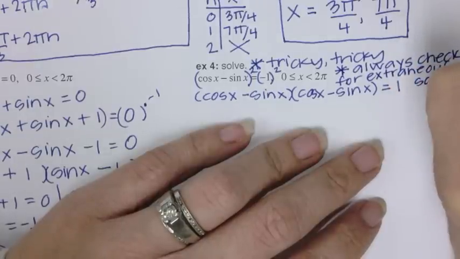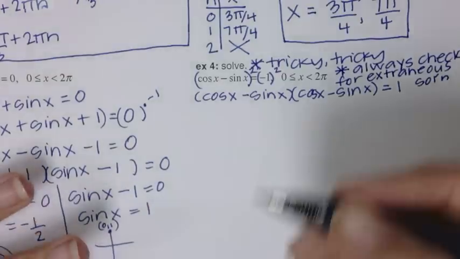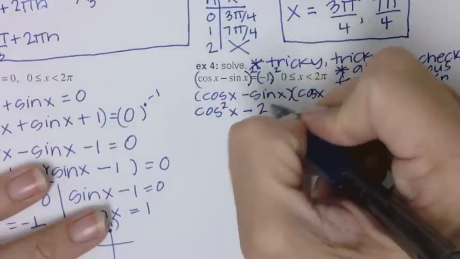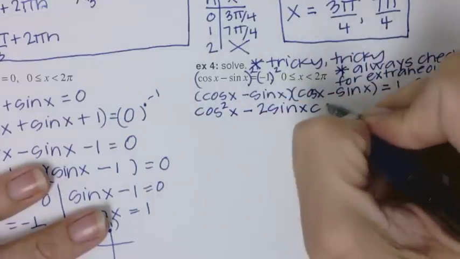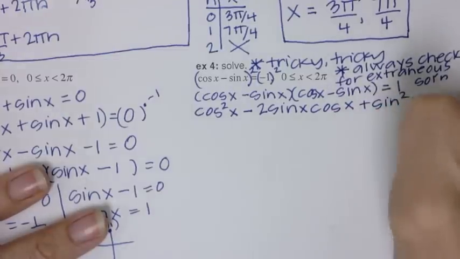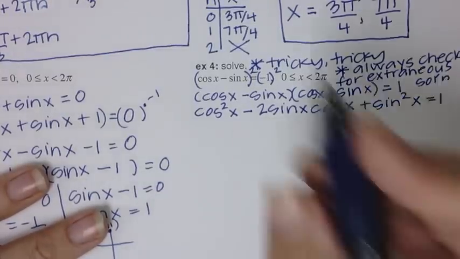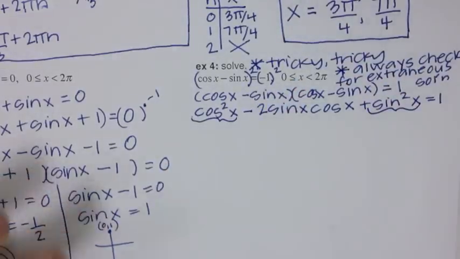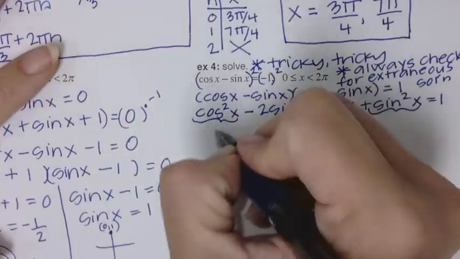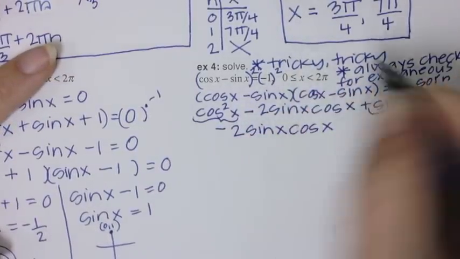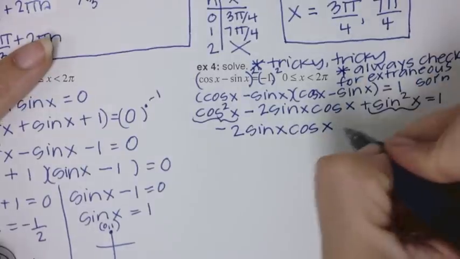So now I'm going to FOIL this out, and I get cosine squared x minus 2 sine x cosine x plus sine squared x equals 1. And if you look right here and right here, I have cosine squared and sine squared, and they're the same sign, so they're going to combine to make 1. And I know some of you are seeing this right here, and we'll talk about that in just a second.